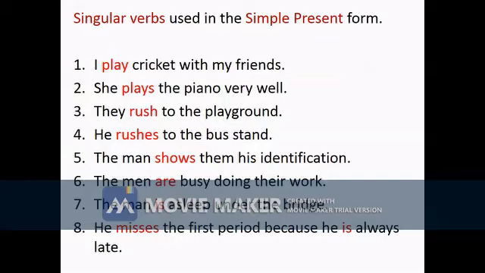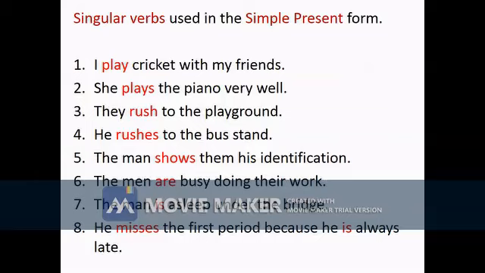Now, when you look at all these sentences, you will notice the rules that I have already explained. If you go back to sentence 1, play, it is used with the first person pronoun. Plays is used with the third person she.